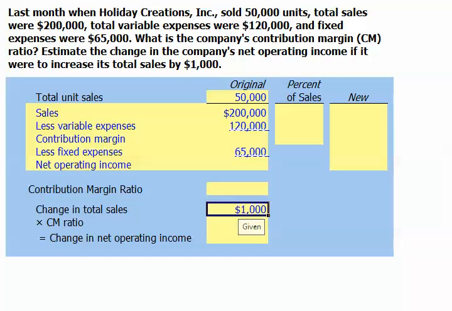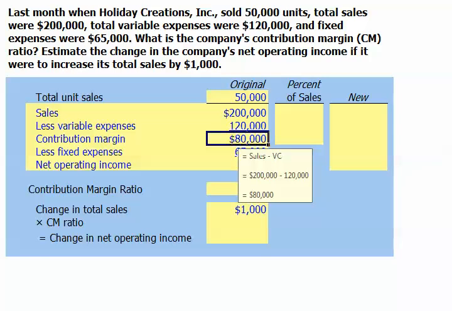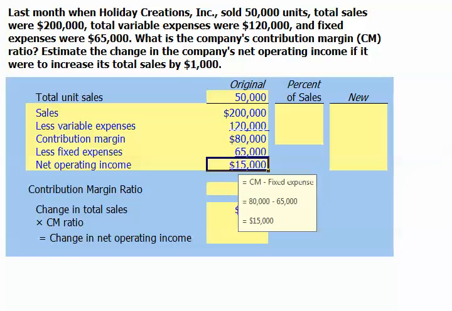Let's begin by calculating the contribution margin for Holiday Creations. Our contribution margin is our sales of $200,000 minus our variable cost of $120,000, giving us a contribution margin of $80,000. From this, we subtract our fixed expenses of $65,000 to arrive at our net operating income of $15,000.